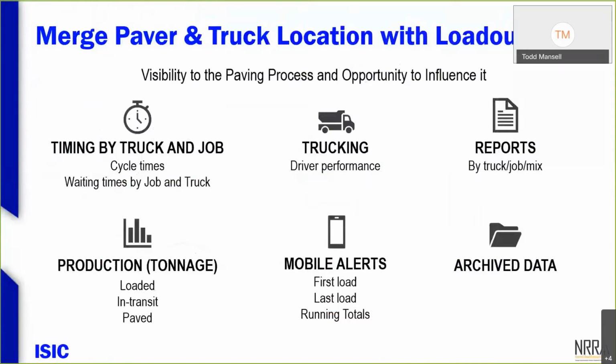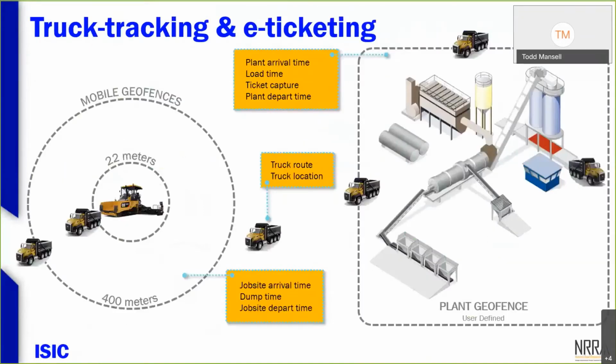So big thing here: truck timing, trucking reports, production tonnage. Got the mobile alert and the data storage component. So this just gives kind of an overview. On the right-hand side of the screen there, you've got what we call a geofence around the plant site. So basically it's tracking when trucks enter and exit that plant site.